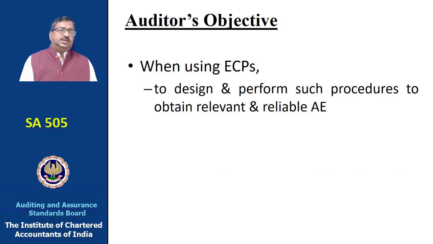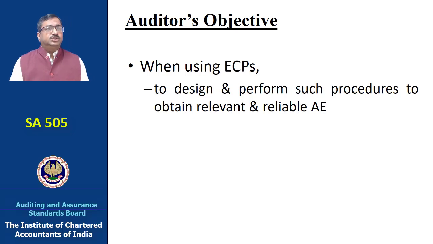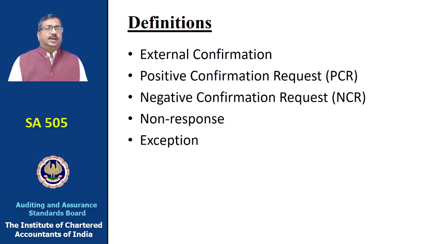When these external confirmation procedures are used, the auditor's objective is to design and perform such procedures to obtain relevant and reliable audit evidence, and therefore external confirmation procedures are normally followed. There are various definitions given: external confirmation, positive confirmation request, and negative confirmation request. We will be seeing those during the course of our presentation.